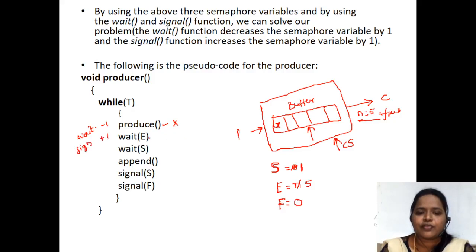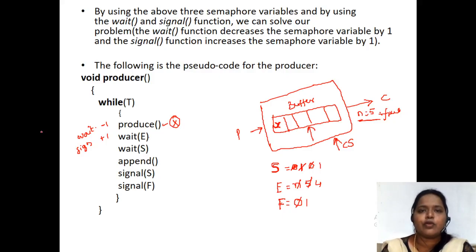So wait of E: initially the E value is 5, wait means decrement by 1, so that is 4. And wait of S: S is initially 1, now we make it 0. Append means we have appended this X value over here. Next, signal of S: signal means now 0 becomes 1. And signal of F: F is 0 initially, signal means 1.